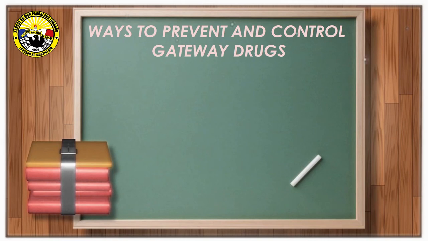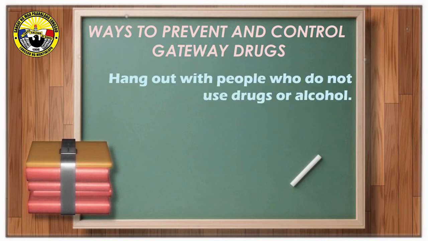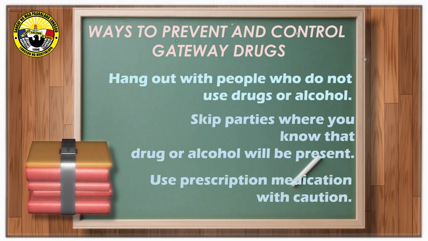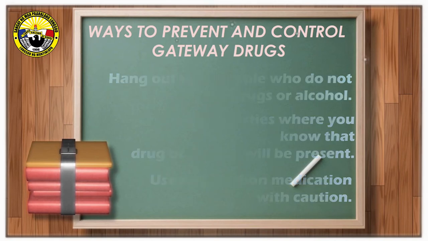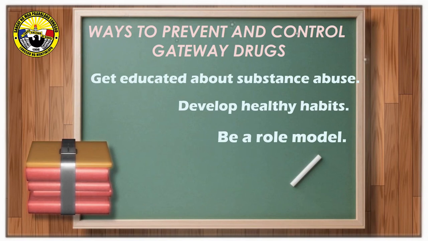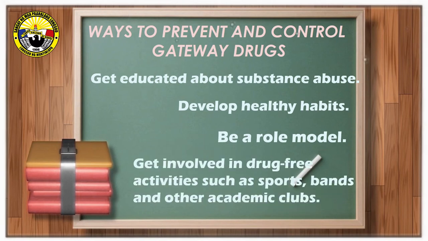There are ways to prevent and control gateway drugs. First, hang out with people who do not use drugs or alcohol. Second, skip parties where you know that drugs or alcohol will be present. Third, use prescription medication with caution. Fourth, get educated about substance abuse. Fifth, develop healthy habits. Sixth, be a role model. And seventh, get involved in drug-free activities such as sports, bands, and other academic clubs.